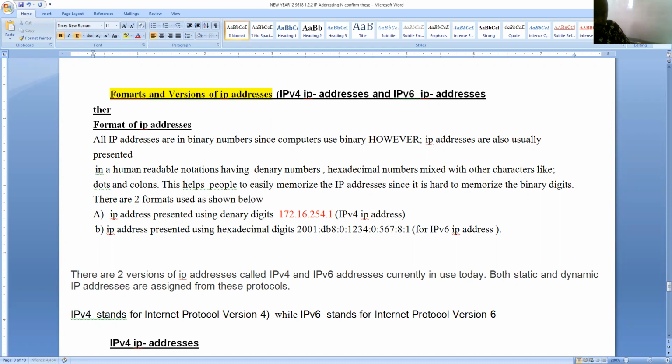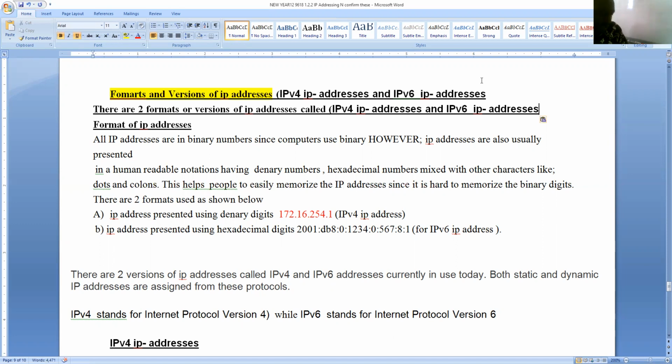Which means you're going to say they are the formats or versions of IP addresses called IPv4 and IPv6. All right. IPv4 and IPv6 IP addresses. Those are the formats that we have.